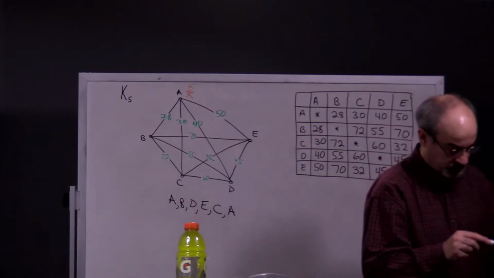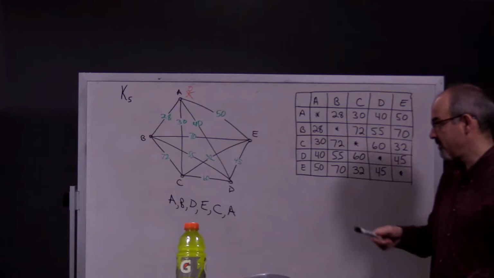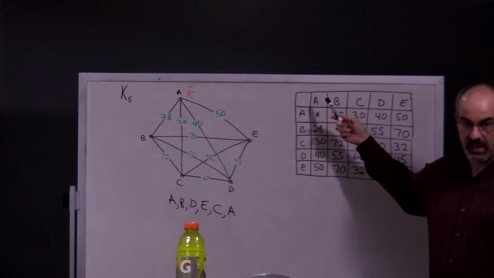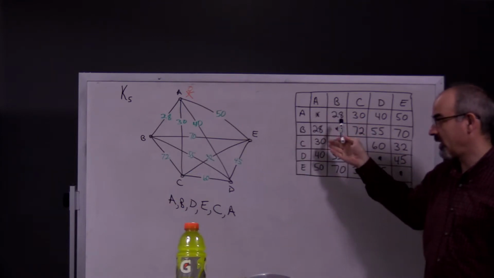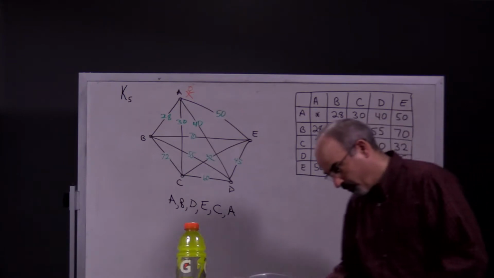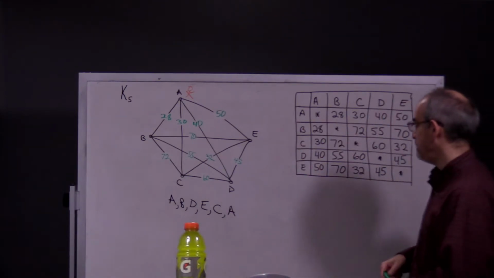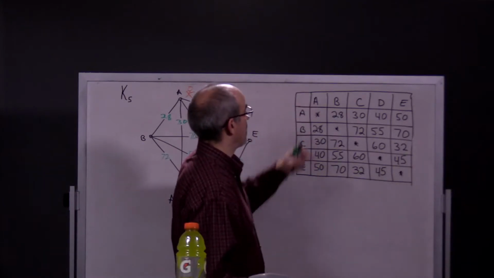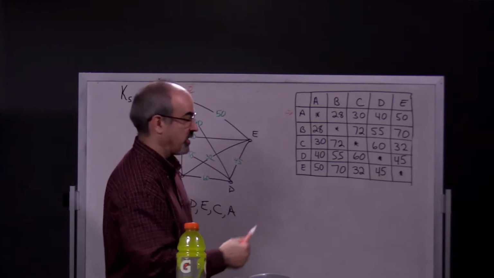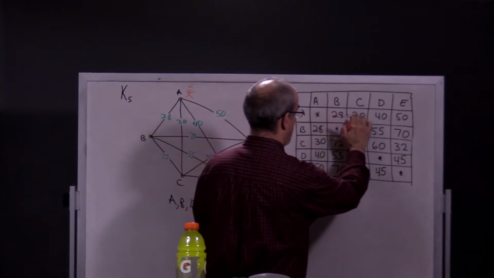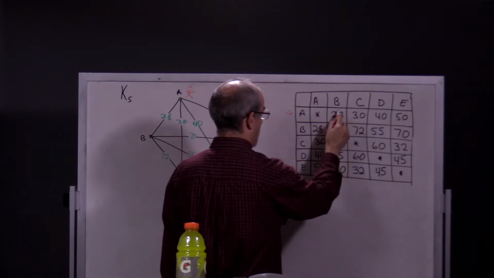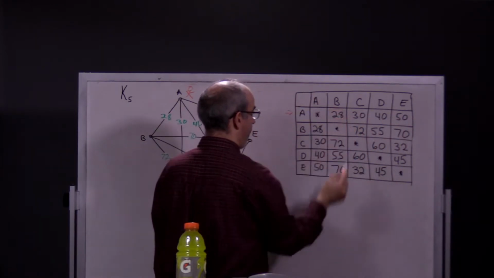Okay, so we're going to get the same answer because we're doing the nearest neighbor starting at A, but we're going to use the chart instead of the graph. I just want to show you how to do it. What happens is we're starting at A. What you're going to do is look across this row for the smallest number. It's 28, which is right here.